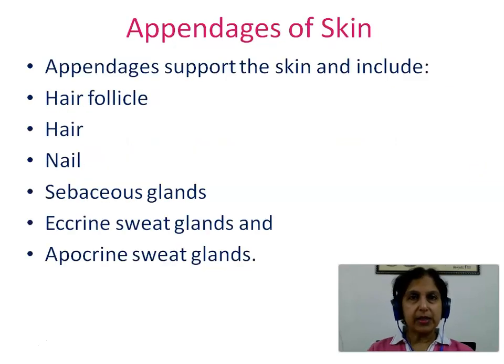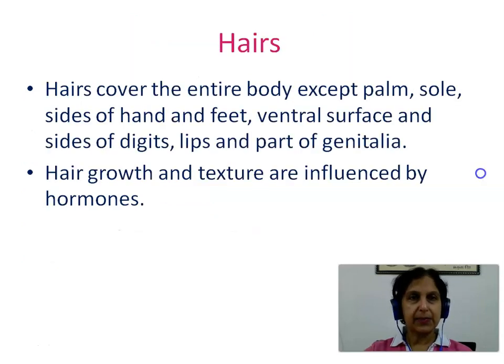Now we will study the appendages of skin. Appendages support the skin and they include hair follicle, hair, nail, sebaceous glands, and two types of sweat glands, the eccrine sweat glands and the apocrine sweat glands. Hairs. Hair covers the entire body except palm, sole, sides of hand and feet, ventral surface and sides of digits, lips and some part of genitalia.